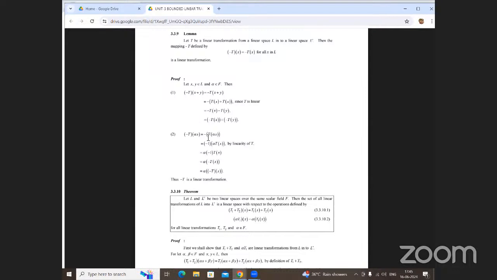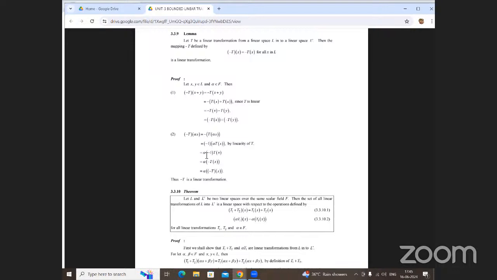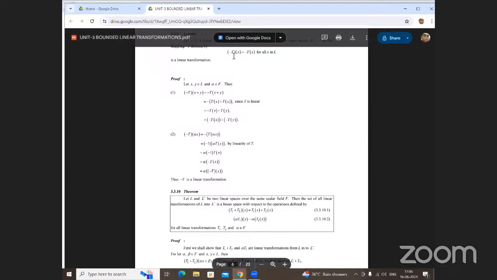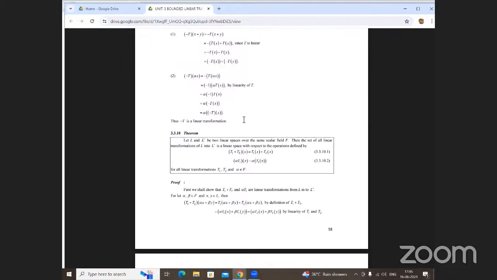Okay. And again, minus T of alpha x equals, by the definition, minus T of alpha x. Now we convert it, taking alpha outside: minus alpha into T of x, that is alpha of minus 1 of Tx, alpha of minus T of x. Finally, minus T of alpha x equals alpha into minus T of x. So when both conditions are verified for the linear transformation by replacing T by minus T, we have already proved that the negative transformation is also a linear transformation. Students, listen carefully.